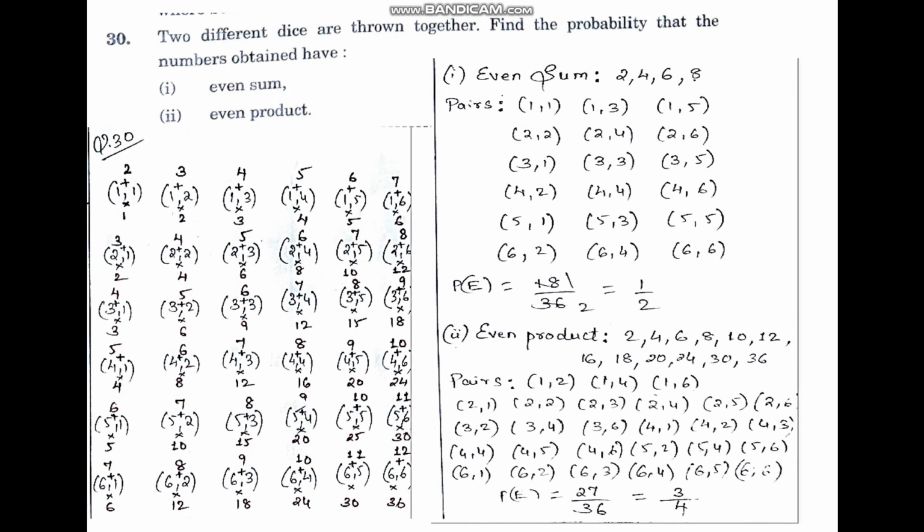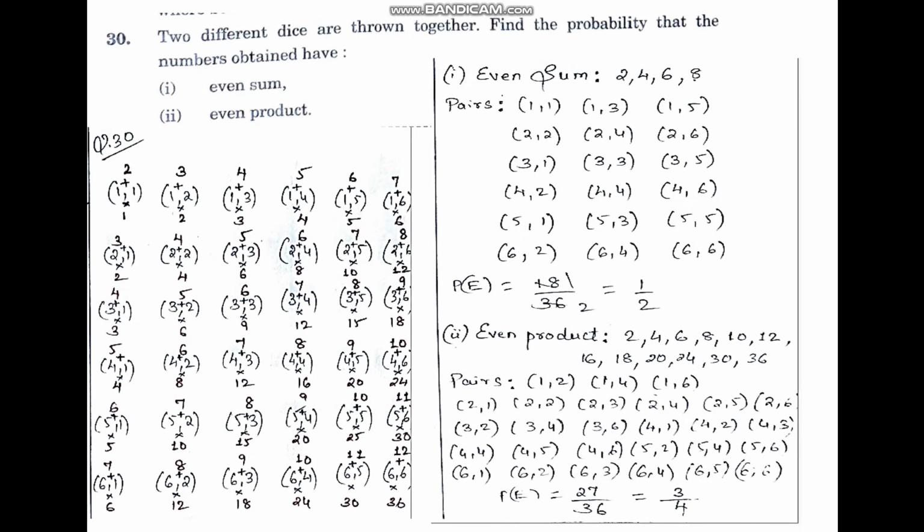So the final conclusion is that for even sum, we are getting numbers such as 2, 4, 6 and 8. In how many pairs are we getting this? (1,1), (1,3), (1,5). So total how many pairs? The possible outcome is 18 out of 36. So the final probability becomes 1 by 2.